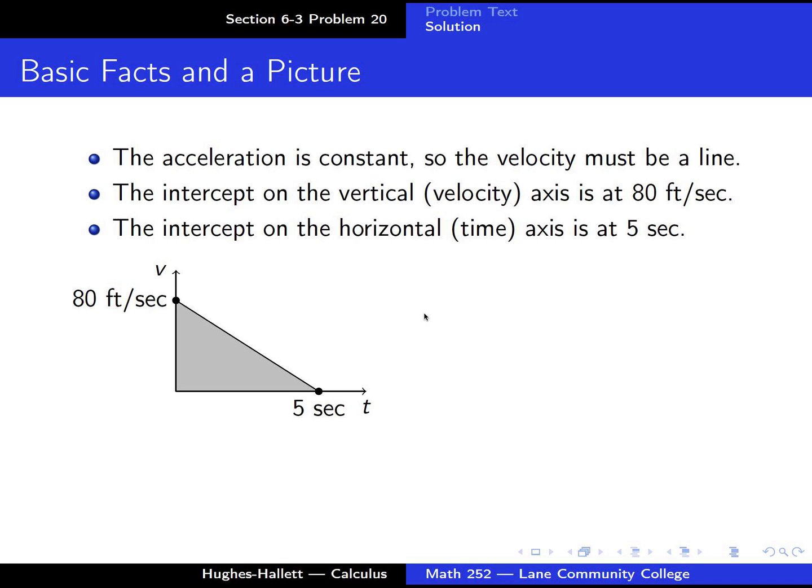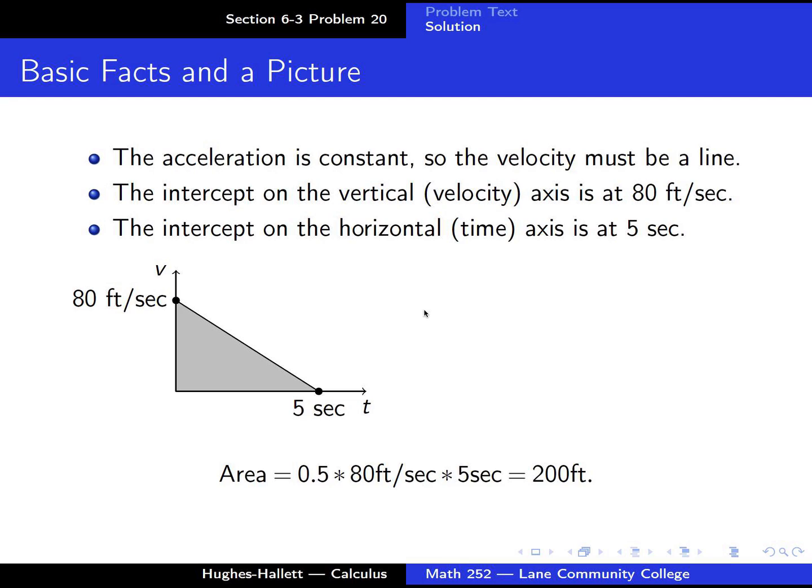You can see the velocity axis is up and down, the time axis is horizontal. We've got an intercept of 80 feet per second on the vertical axis, and an intercept of 5 seconds on the horizontal axis, and I've drawn a line between them. The shaded area that you see on that graph is exactly the distance traveled, and so we calculate that distance, or that area, which is going to be a distance. We take half of the height, which is 80 feet per second, times the base, which is 5 seconds, and that gets us exactly 200 feet. So we've solved the problem graphically.